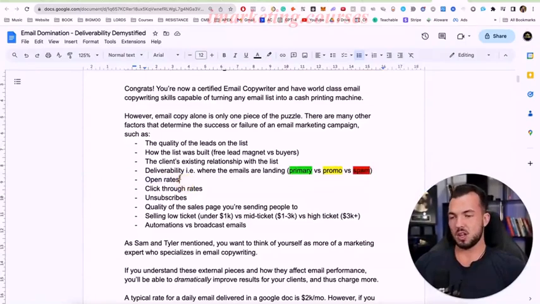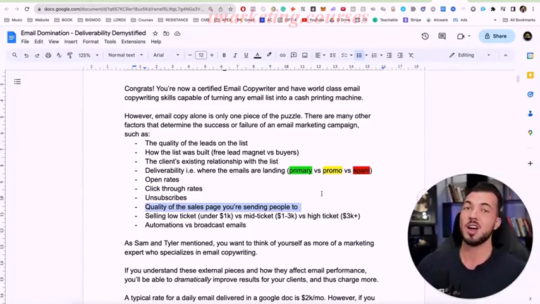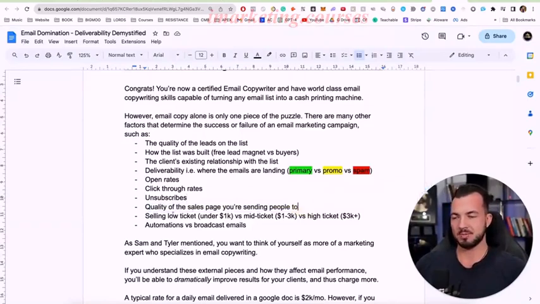The open rates are going to determine the results that you get. The click-through rates, the amount of unsubscribes you get, what you do with those people who unsubscribe as well, right? The quality of the sales page that you're sending people to. So if you're sending a bunch of traffic to a VSL or a sales page or something like that, you could be the best email copywriter in the world. But if the sales page sucks, you're still going to make no money from the emails. And then the client's going to blame you when it's really not your fault, okay? The sales page sucked. So that's a factor at play.